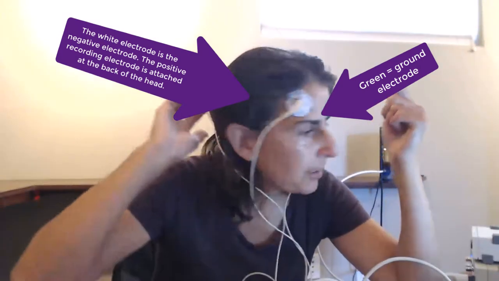I want to demonstrate for you today how we do the EEG recording. So you can see I have my white and green electrodes on my forehead. The way the electrodes work is we're recording from this one that's in the back of my head.